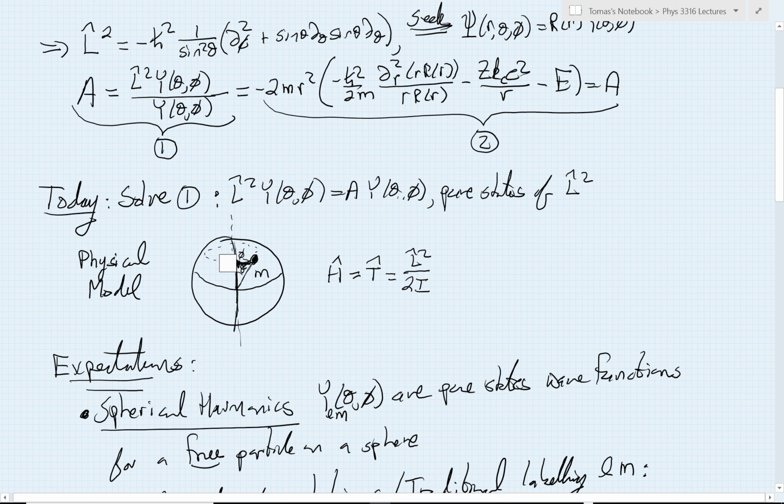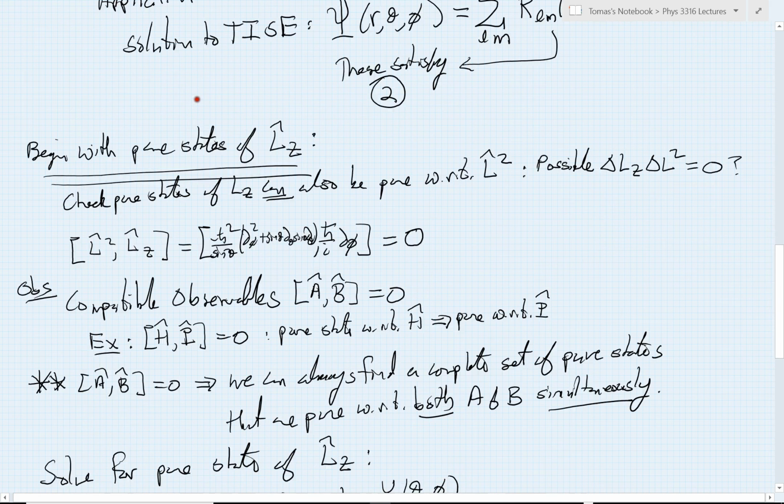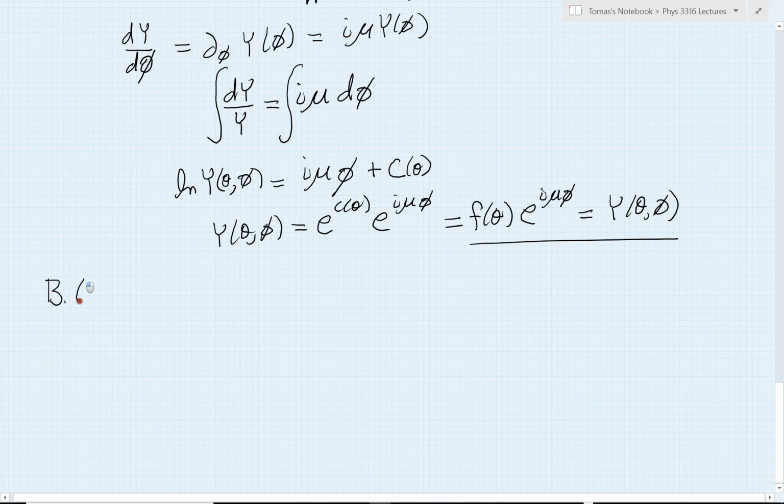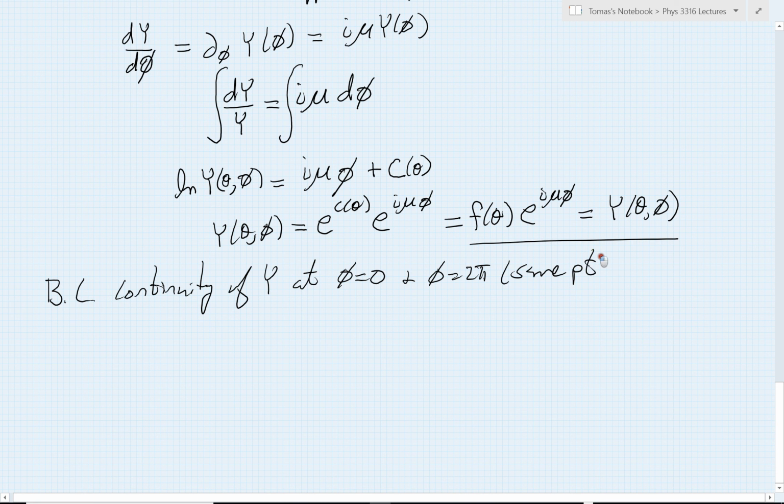And if my solutions are physical, they must be continuous functions. I have to have the same value, whether or not phi is 0 or phi is 2 pi. That is my boundary condition. So my boundary condition has to be continuity of y, at theta equals 0 and phi equals 0 and phi equals 2 pi. These represent the same exact point in space.